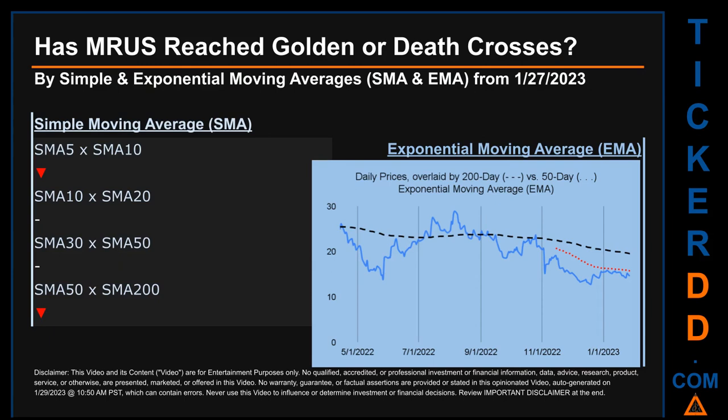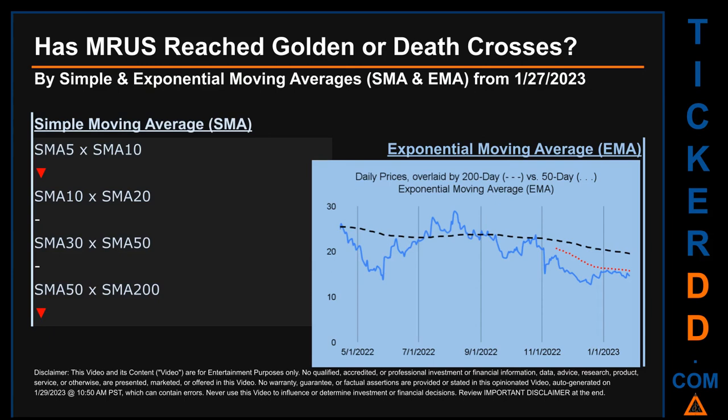Has MRUS price reached golden or death crosses? Golden cross and death cross are basic signals that compare average prices across two specified trade day ranges, a short-term versus a long-term range. For example, 5-day versus 10 trade days.